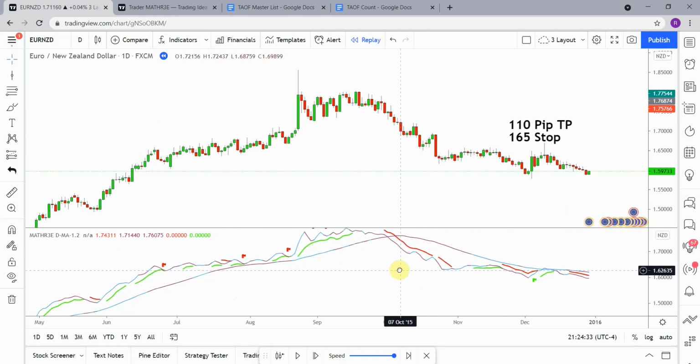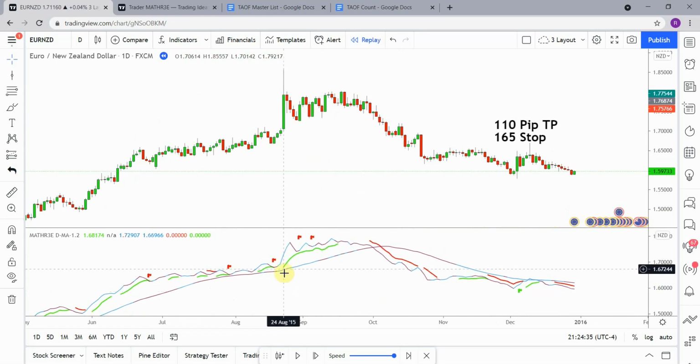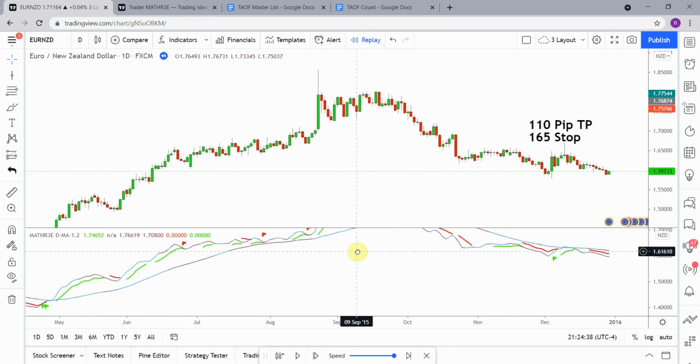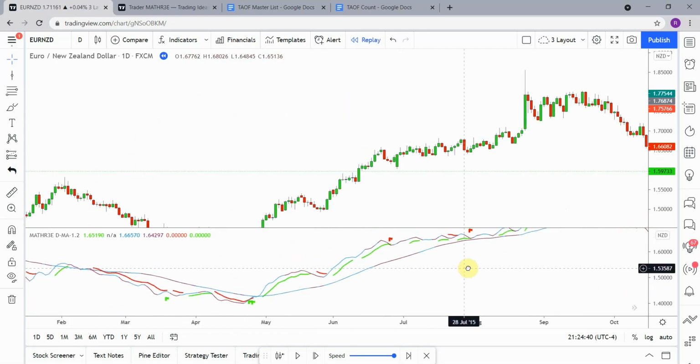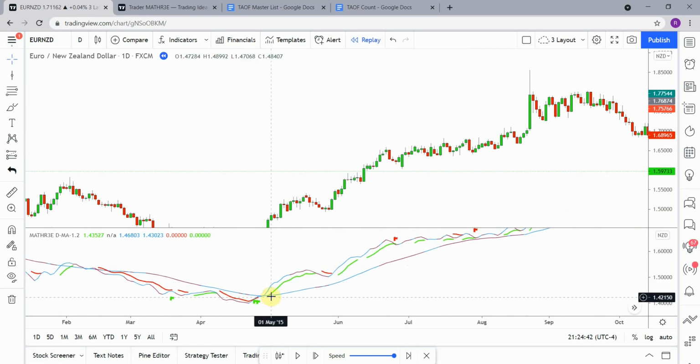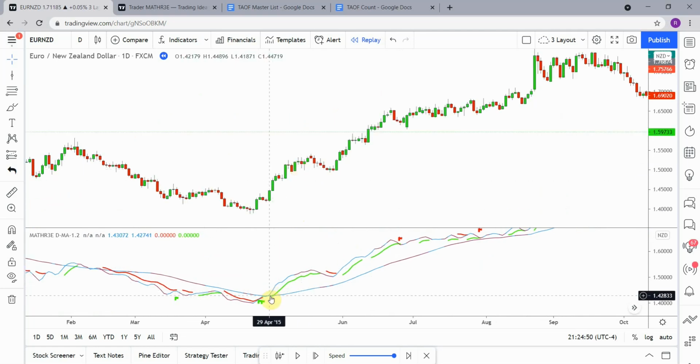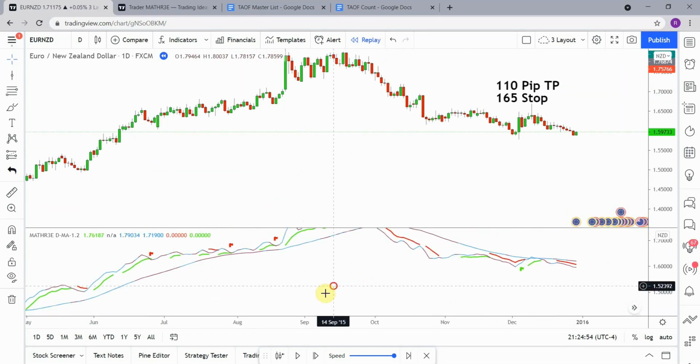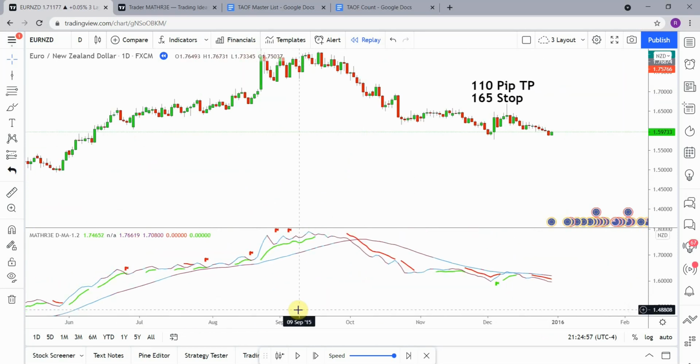When we get a broken line, I call these the broken line, no better term for it at the moment, but when we get a broken line that is green, we are looking for the faster line to be above the slower line, and that's going to be a long signal. So hope that makes sense.